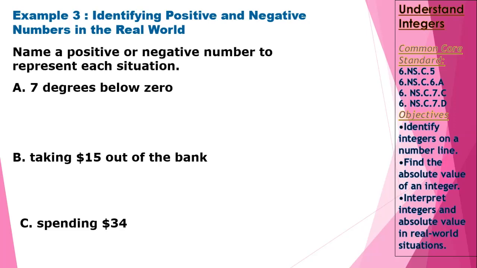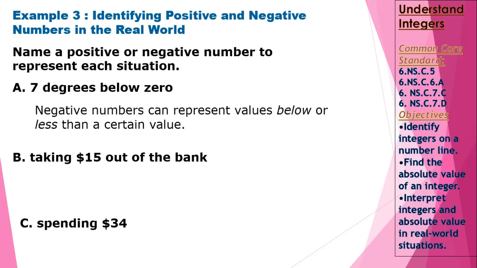7 degrees below 0. I want you to write only the number here with its right sign, okay? So, what is the number which expresses 7 degrees below 0? Below means less, right? Less means negative. So, the answer will be -7. Negative numbers can represent values below or less than a certain value, okay?